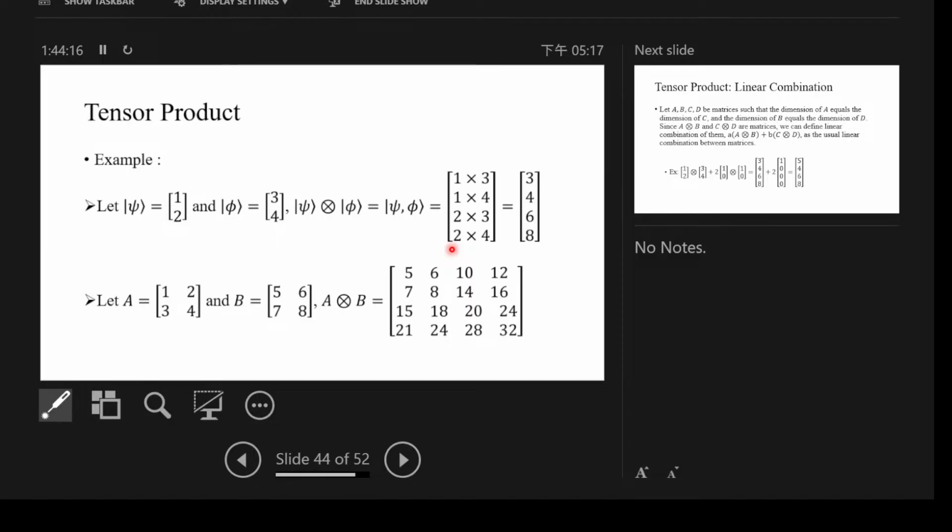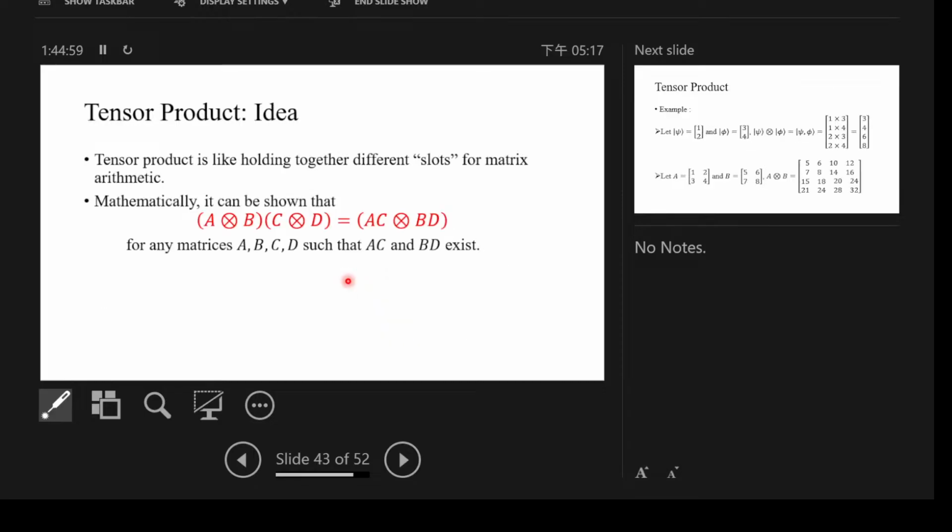Okay. And then we have an example with two actual matrices. We have 1, 2, 3, 4, and 5, 6, 7, 8. Then we get a 4 by 4 matrix made of blocks. So we have four blocks of 2 by 2 matrices. We have 5, 6, 7, 8 here, and this is multiplied by 1, then by 2, then by 3, and then by 4. Okay, so this is a tensor product, and the tensor product gives us matrices. They are huge matrices, and they have this nice rule.